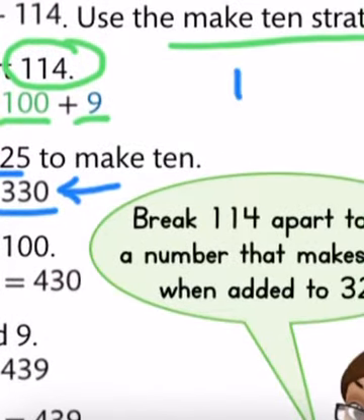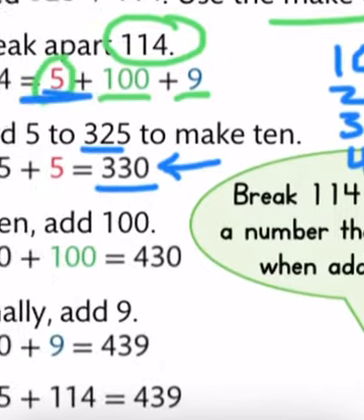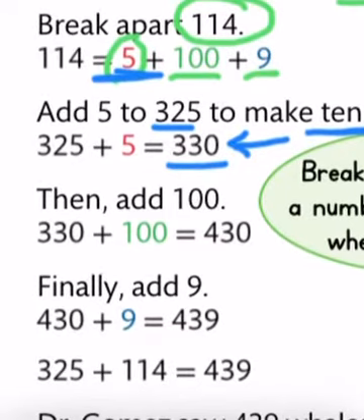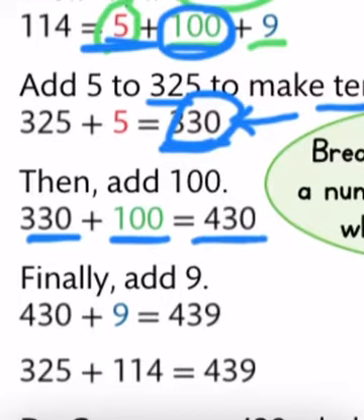Any numbers that end with 10, like 10, 20, 30, 40, and on, we know we're counting by tens. So 330 ends with 10. That means we were counting by tens. So we added the 5. Next up, we're going to add the 100. So we were at 330. We add the 100. Now we're at 430.